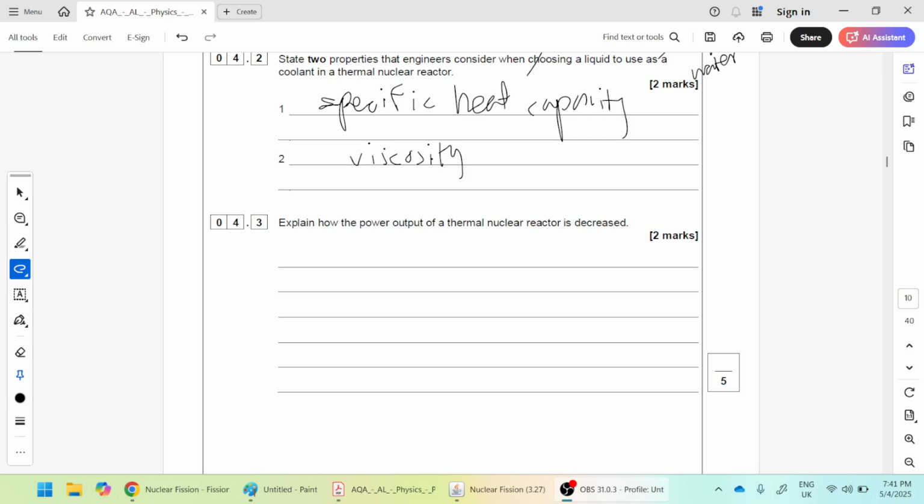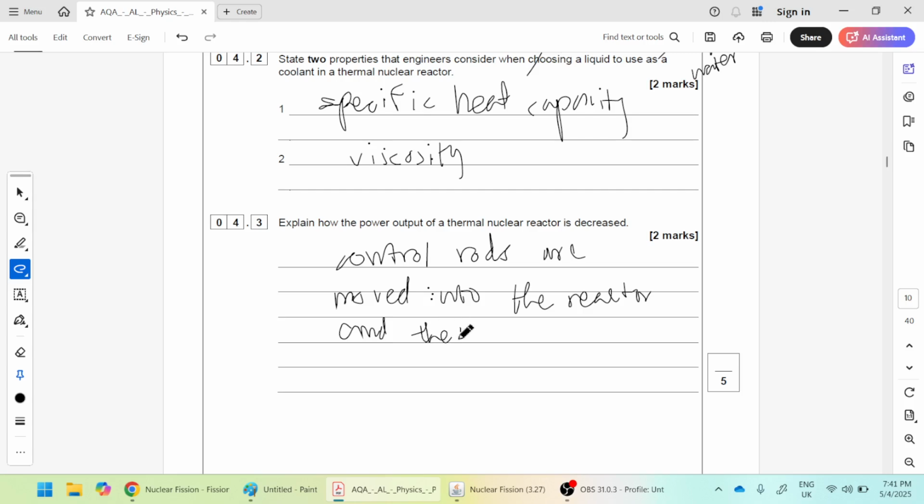So a nice way to write this would be: control rods are moved into the reactor, and these absorb neutrons. Remember, it's the neutrons that do the chain reaction, right? Controlling the chain reaction.